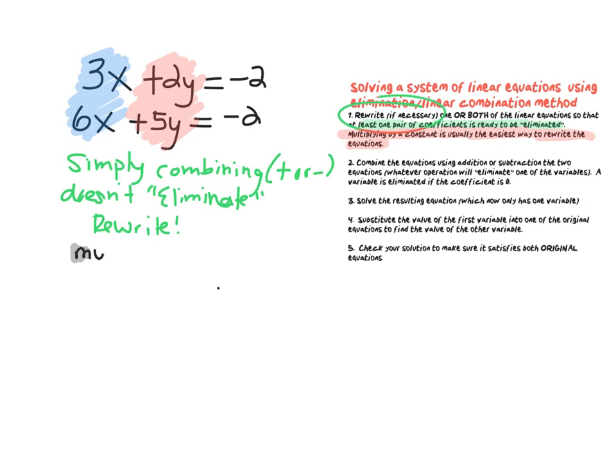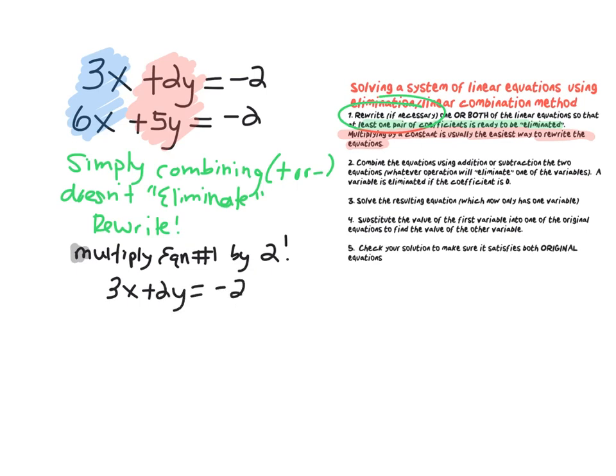Write that here. So how am I going to rewrite? I'm going to multiply equation number 1, so that first one, by 2. Now, I'm just going to rewrite the equation first. So here's 3x plus 2y is equal to negative 2.